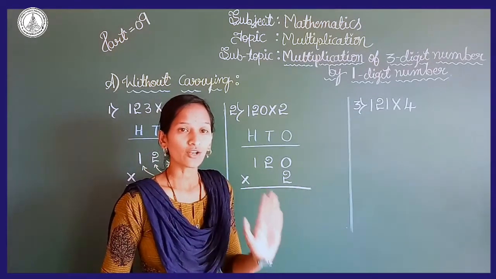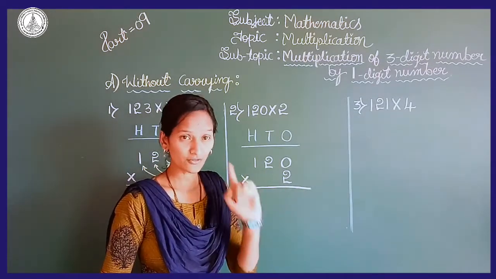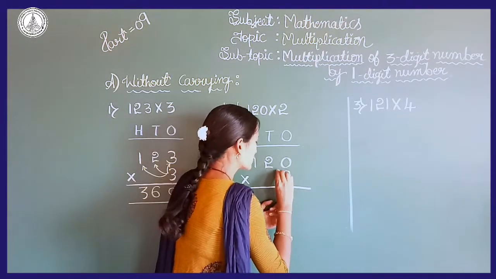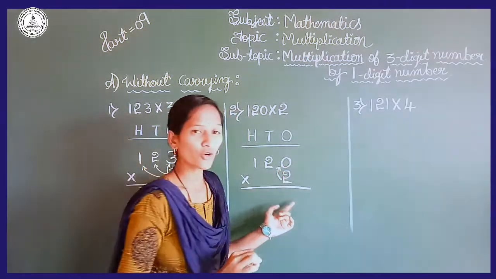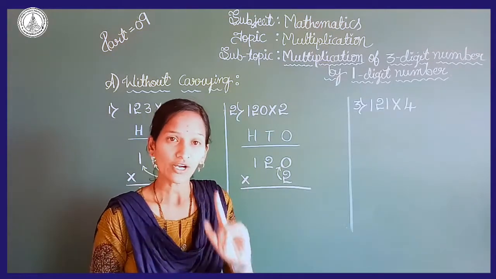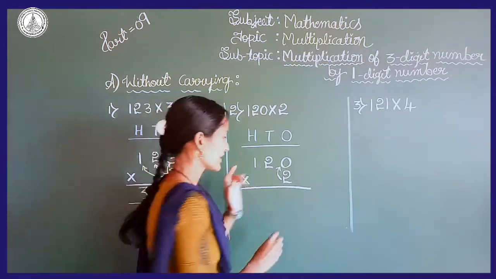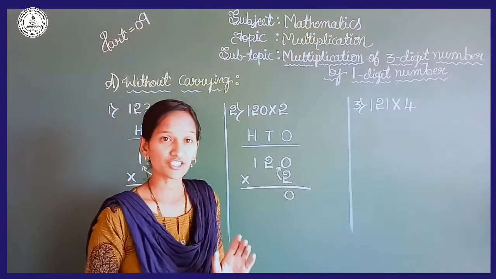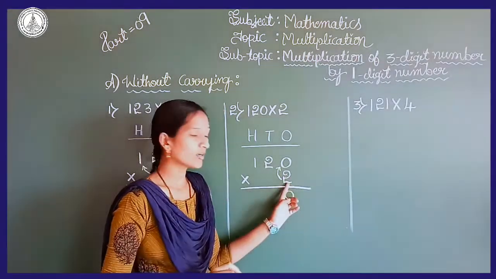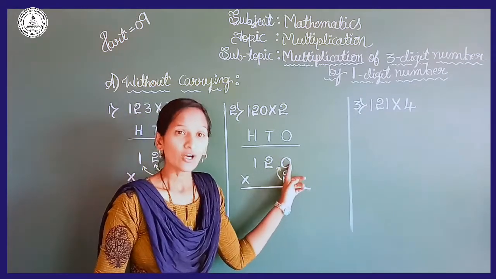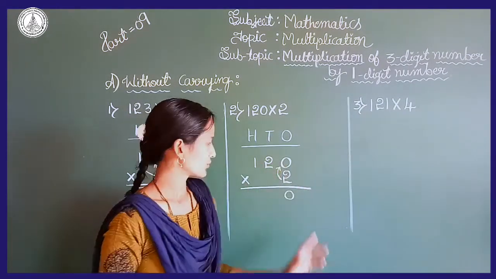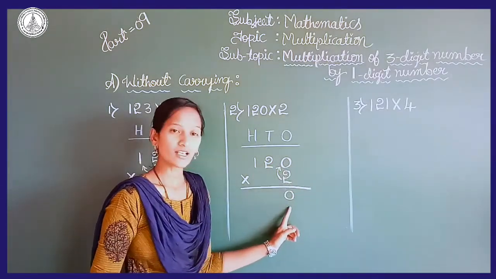So first you always start from the ones place value, right? So it is 2 into 0. So what is 2 into 0? So 2 into 0, it is always 0. Yes, according to the second property of multiplication, if you multiply any number into 0, the product is 0 itself. So 2 into 0, it is 0.